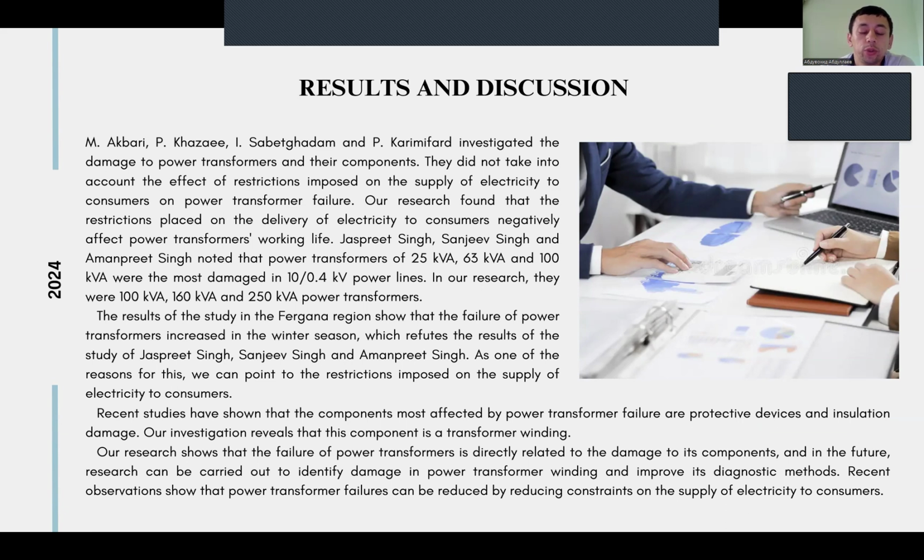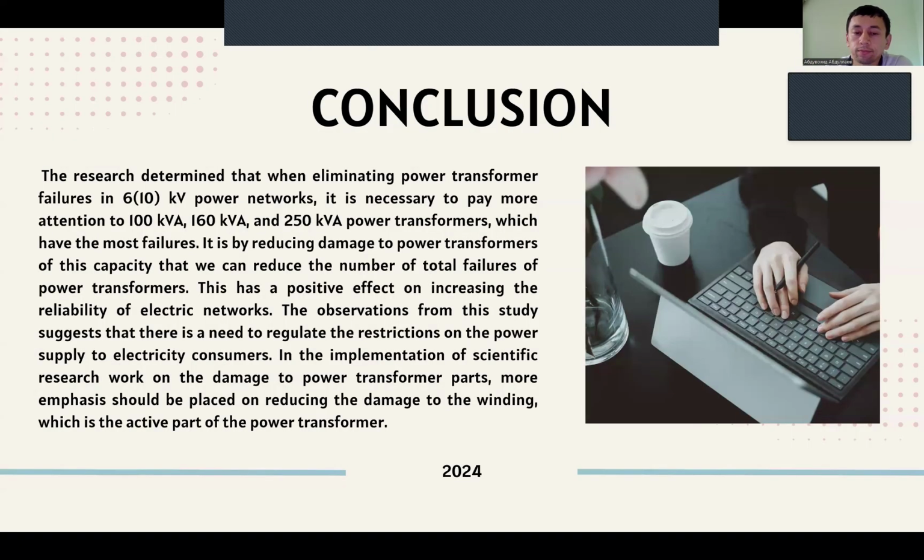Recent observation shows that power transformer failures can be reduced by reducing constraints on supply of electricity to consumers. In conclusion, the research determines that when eliminating power transformer failures in 10 kV voltage power networks, it is necessary to pay more attention to 100 kVA, 160 kVA, and 250 kVA power transformers, which have the most failures.